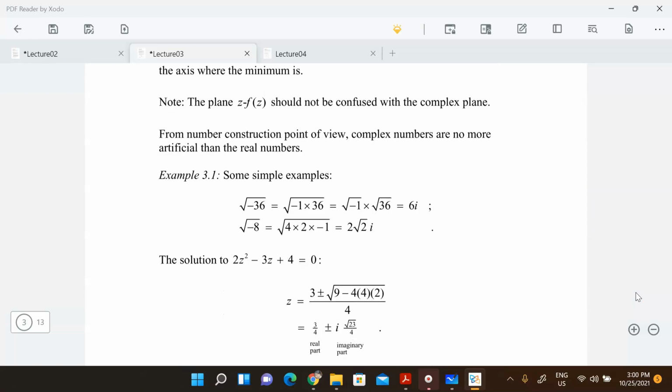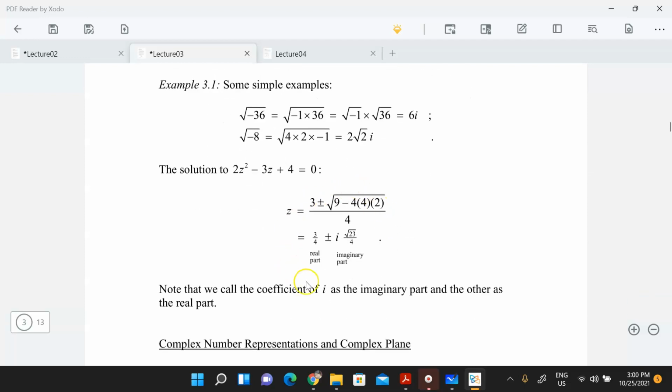Okay, so you have done how to construct, for example, complex numbers. For example, you take the square root of minus 36, which is the square root of minus 1 times 36, and the square root of 36 is just 6, and the square root of minus 1 is I. So those kinds of things, I hope everyone knows about it. And then we had this unfortunate thing that we call the real part and the imaginary part, but for me it's both as real as the real.